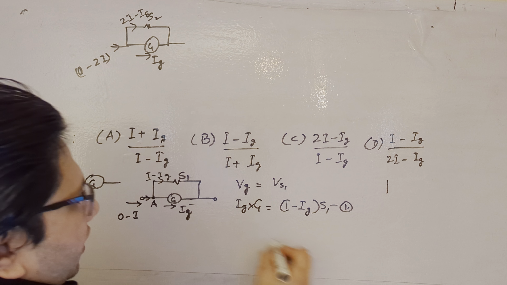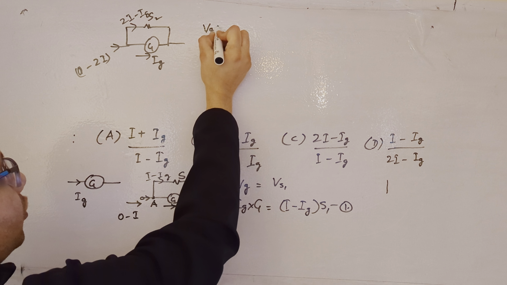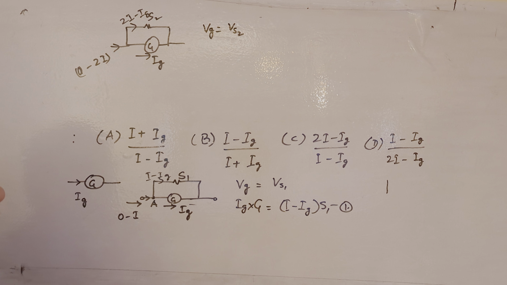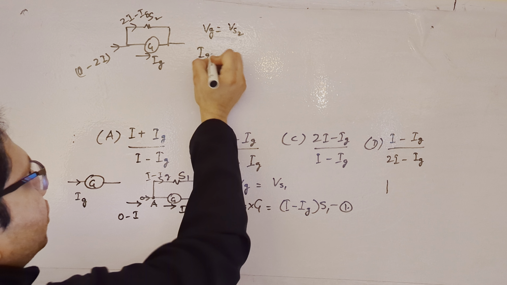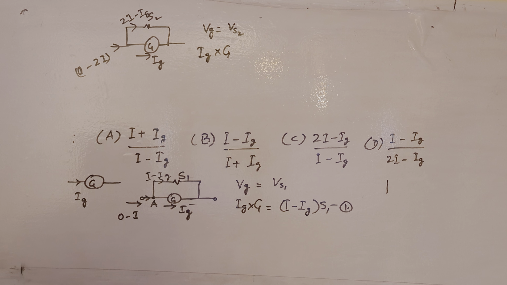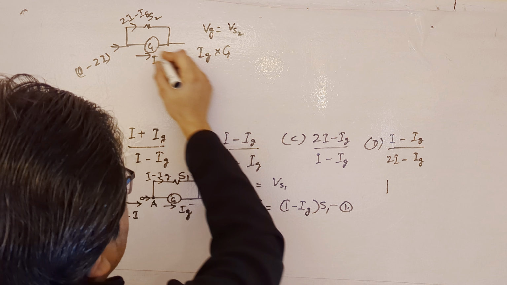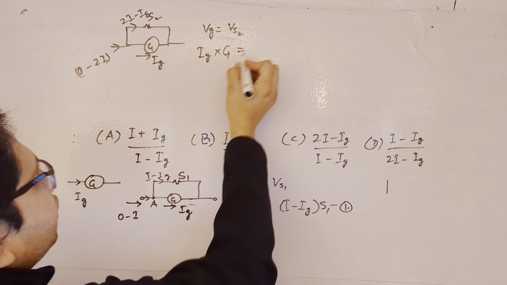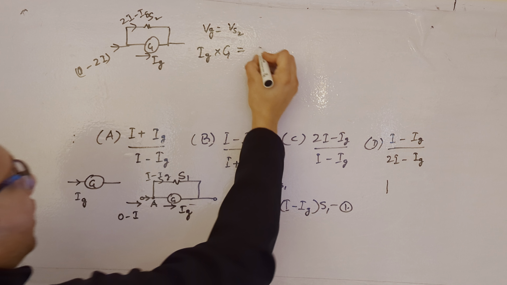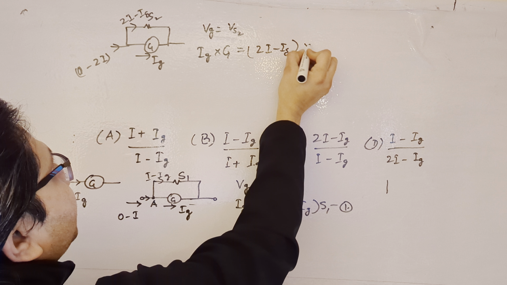As in the previous case, the voltage across the galvanometer should be equal to the voltage across the shunt S2. The voltage across the galvanometer is the current through the galvanometer, Ig, multiplied by its resistance G. This should be equal to the current in the shunt, 2I minus Ig, multiplied by S2.